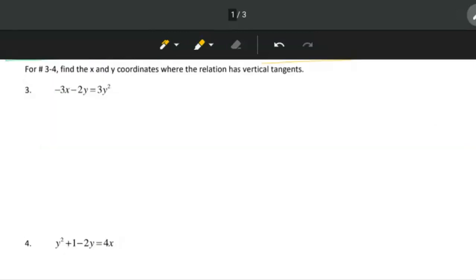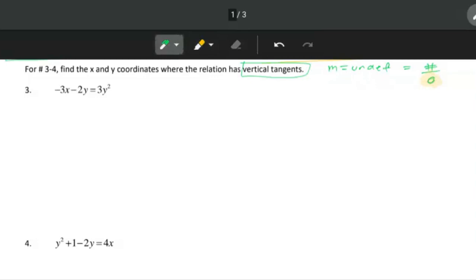Where the relation has vertical tangents. So let's think about this. If you have a vertical tangent line, that means your slope is undefined. And think about what kind of numbers get you an answer of undefined slope. It's always a number over 0. If you have 0 in the denominator, we consider it undefined. So basically, we got to find our slope or our derivative and set the denominator equal to 0.